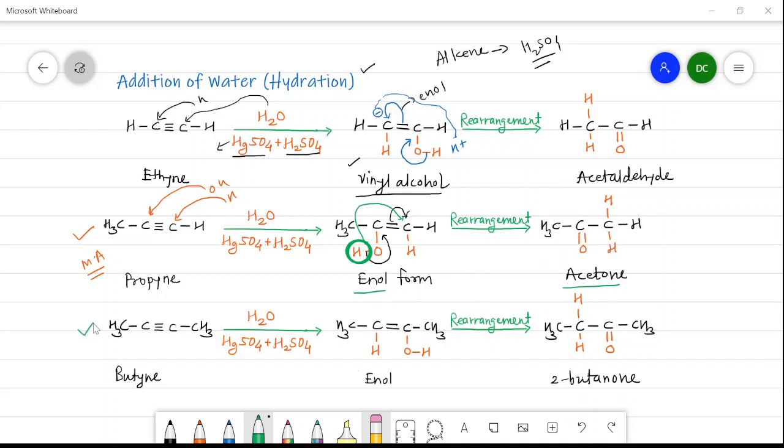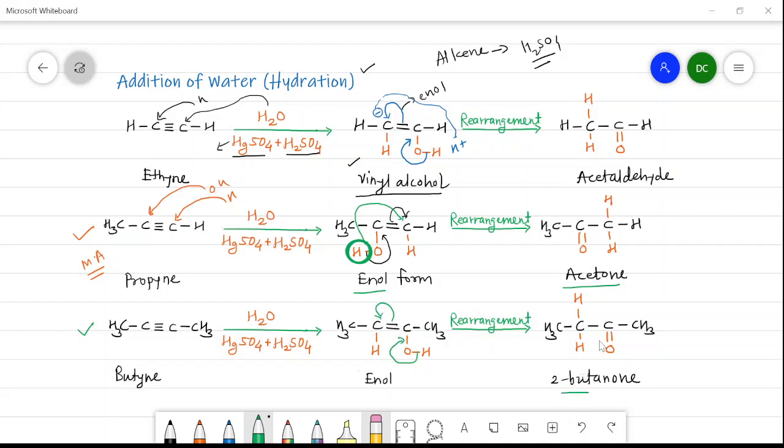Similarly, in the case of butyne, it is a symmetrical alkyne, so there is no Markovnikov addition. We just have to add hydrogen and OH according to our convenience. So H is added here, OH is there. It is the enol form, then it is converted into the keto form, and here we get 2-butanone.